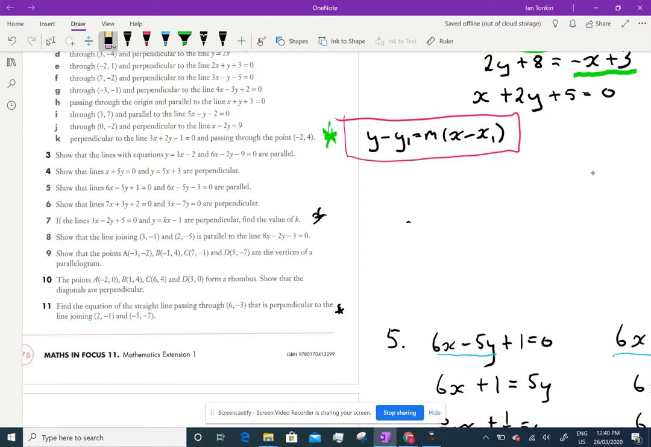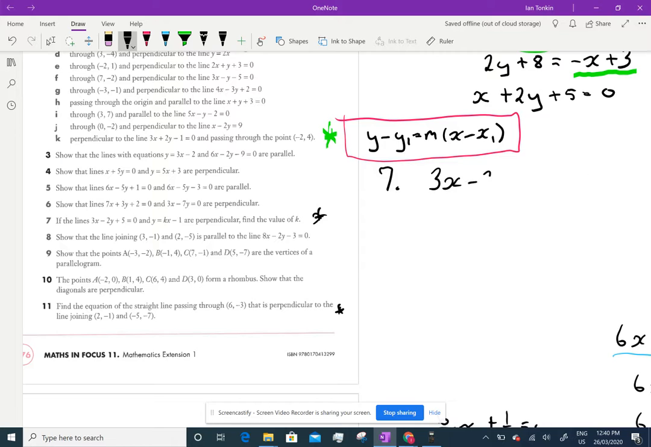Now, question 7 has another variable in there. It's got a k. Okay. Which is not a big deal. Don't get stressed by these. So, 7. 3x minus 2y plus 5 equals 0.